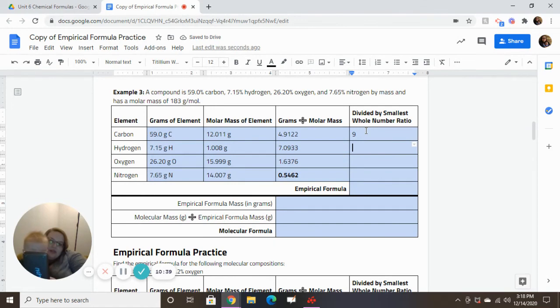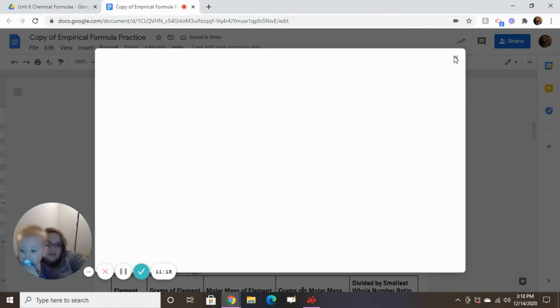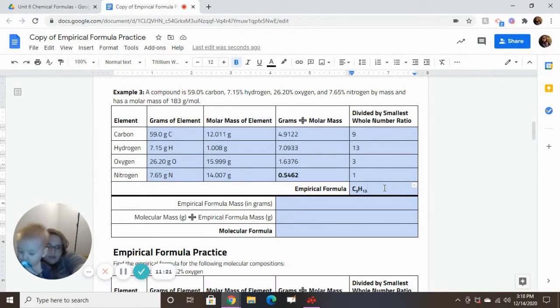I have 7.0933 divided by the 0.5462. That's 12.98. That's going to become 13. 1.6376 divided by 0.5462 becomes 2.99, so that's 3. And then my last one is just going to be 1. So my empirical formula now is going to be C9 H13 O3, and the N, which is 1.